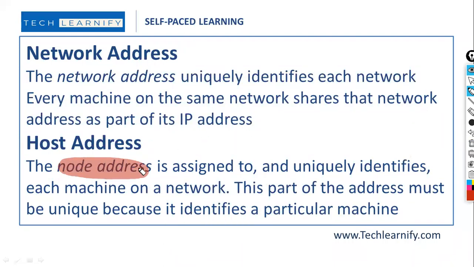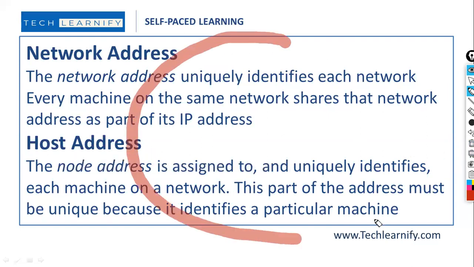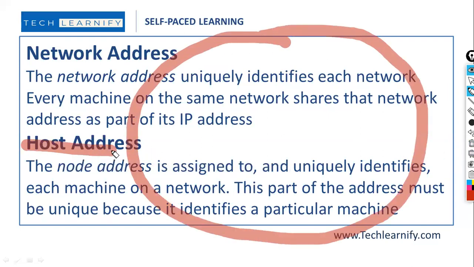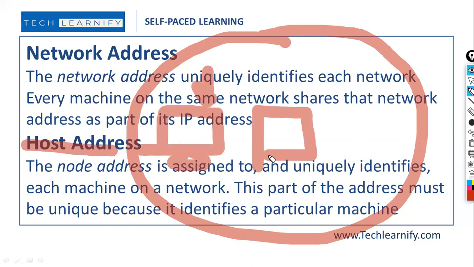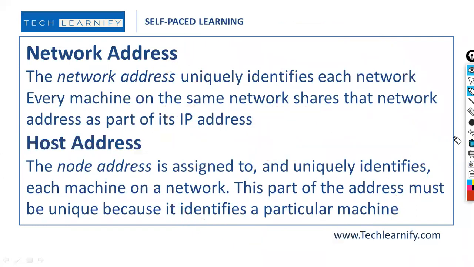Host means node address is assigned. You can assume the network is like the locality, the area, and the host address is like the house number, the number that you assign to identify each flat or house in that locality, right? The host address, also known as the node address, is assigned to and uniquely identifies each machine on a network. This part of the address must be unique because it identifies a particular machine.